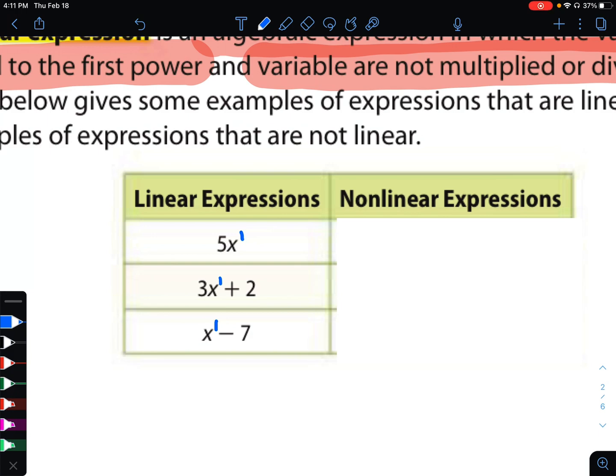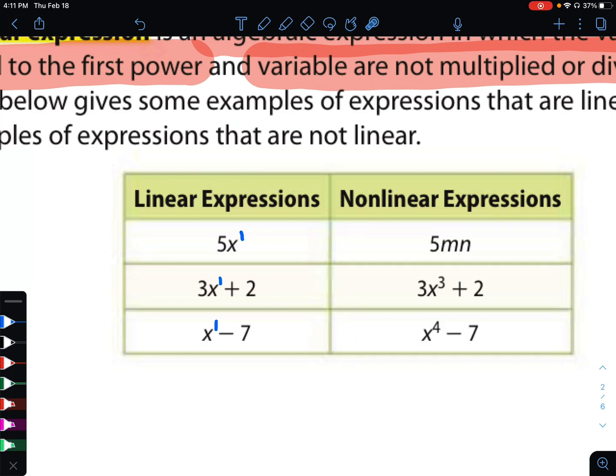So that is a linear expression because now you have a variable whose only power is 1. All of them are 1. Okay, so take a look at some nonlinear expressions.